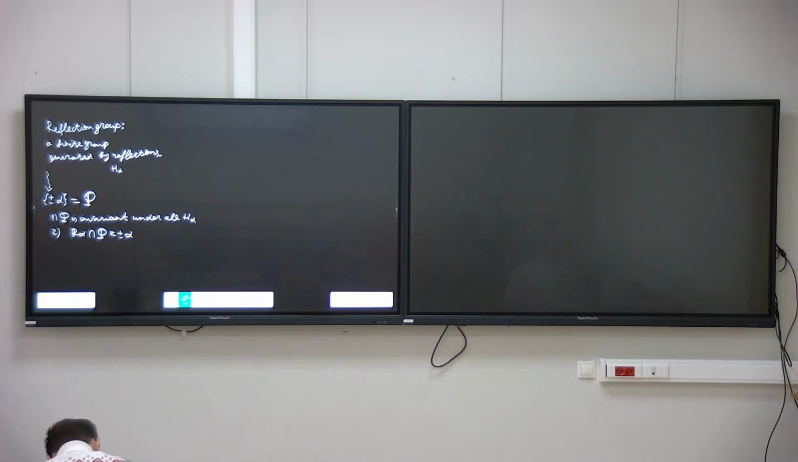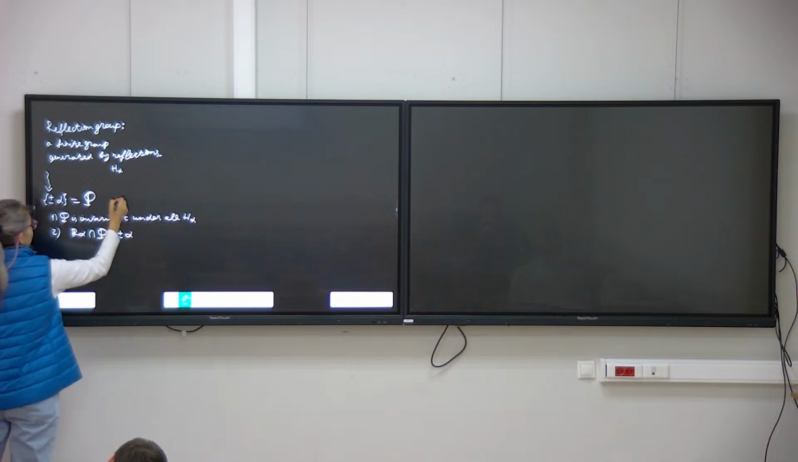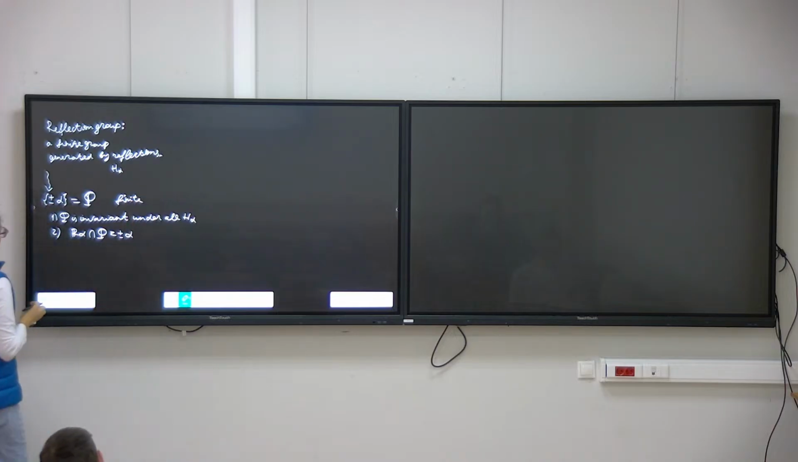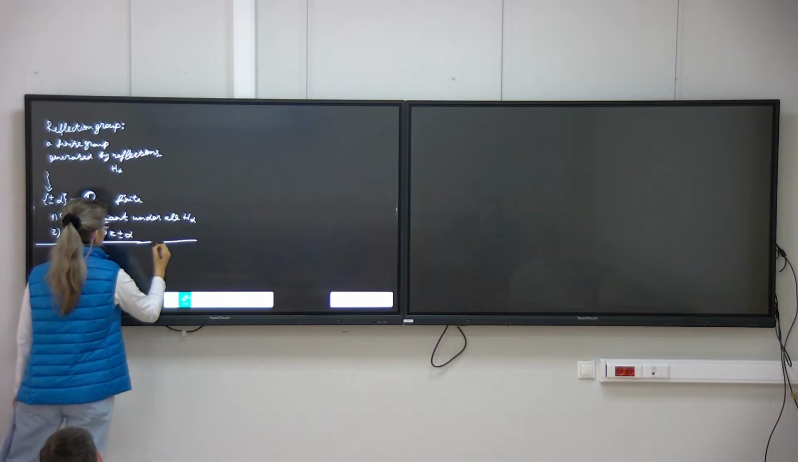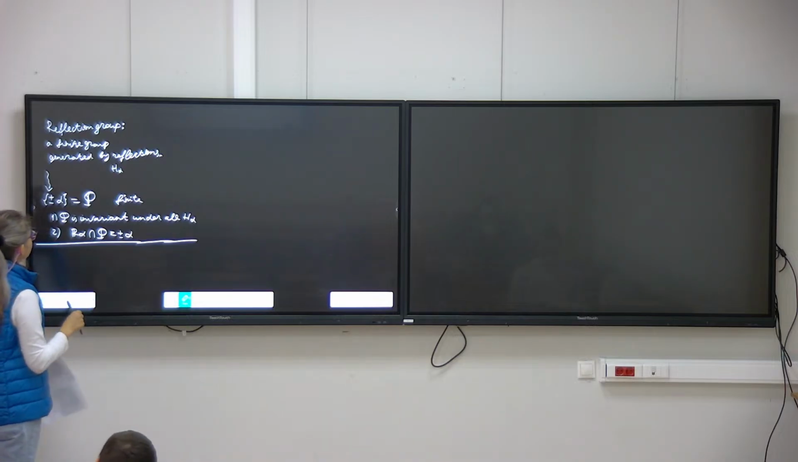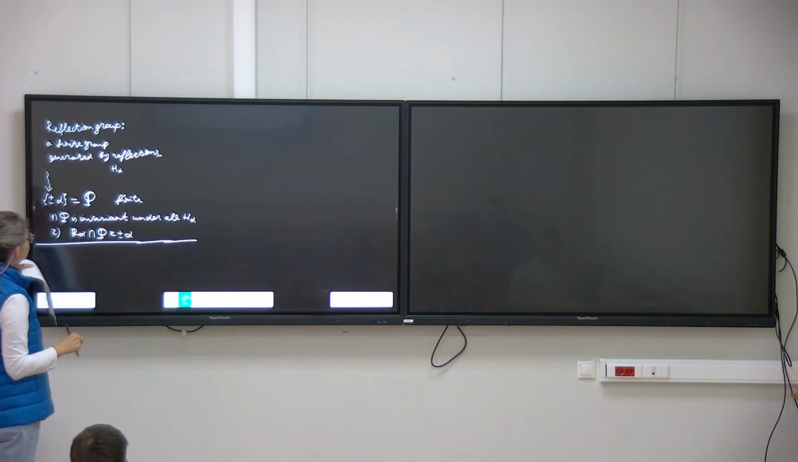Okay? So if we have a finite group, we just can draw alphas for all the reflections, and it will be true. So phi will be finite. And it will be true that, in fact, no, I will prove it later. Okay, this is the definition of a reflection group.